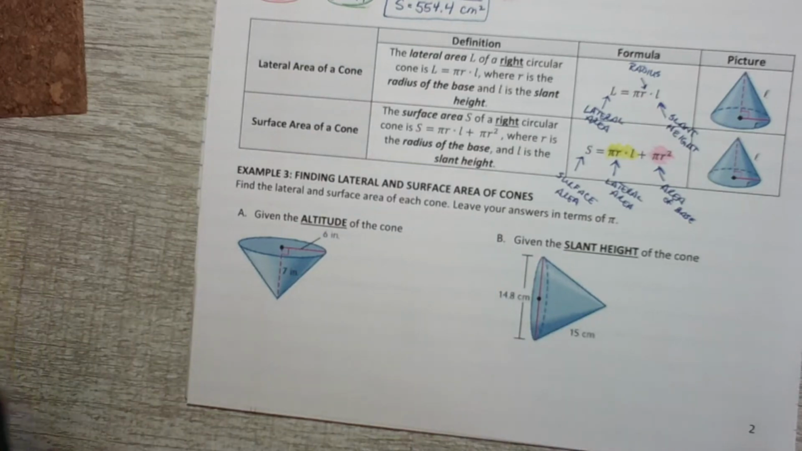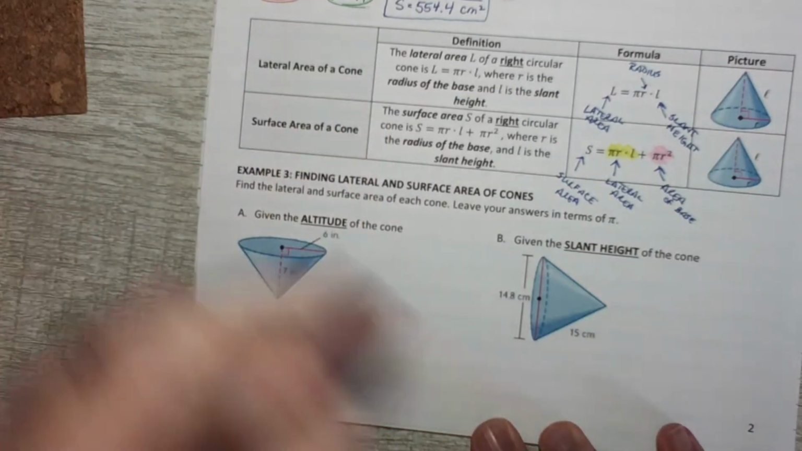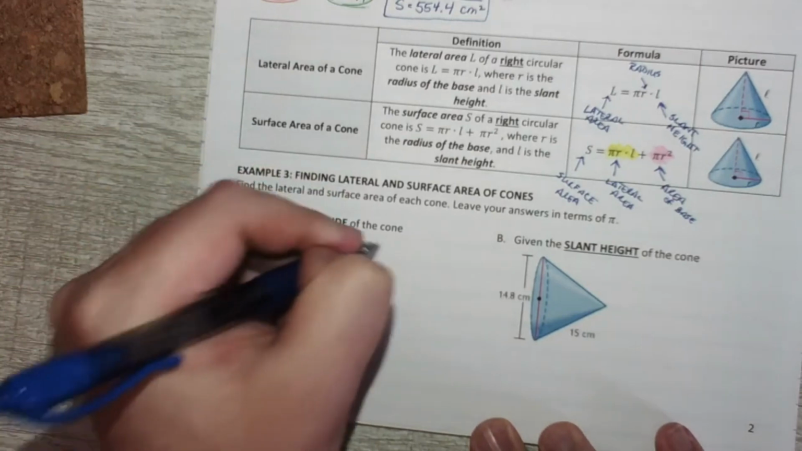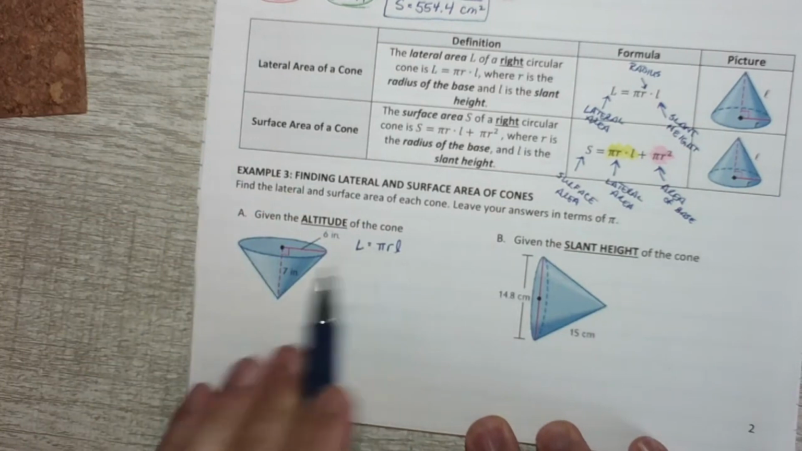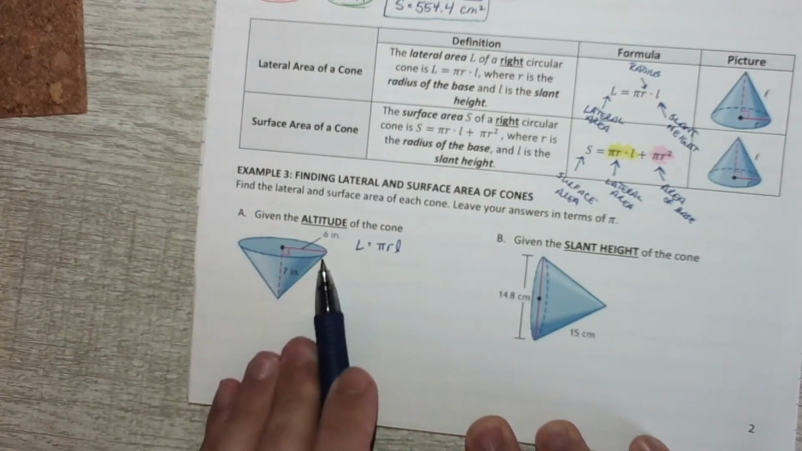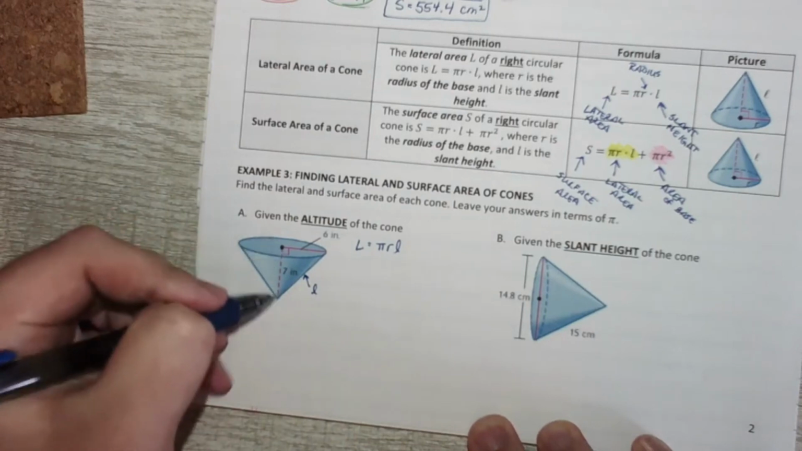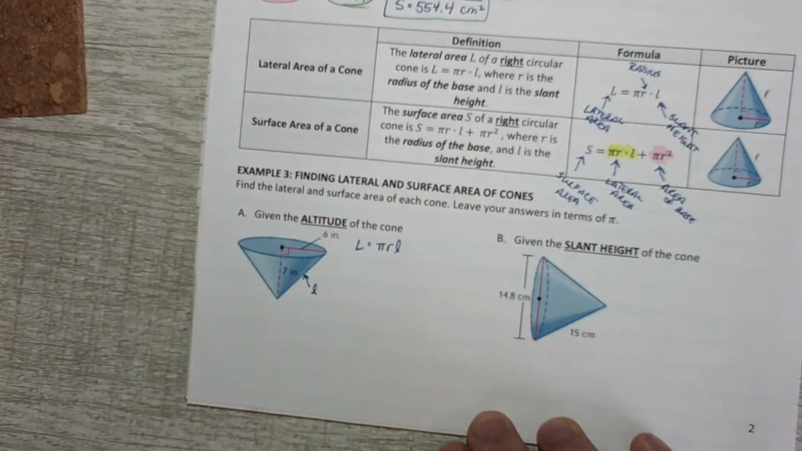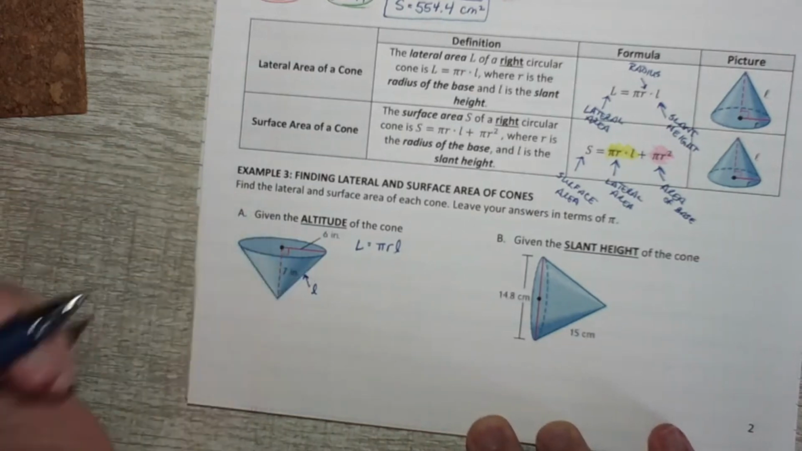First one, we're given the altitude. So again, if we look at our lateral area and surface area formulas, pi times r times L. We need to know the radius, which we know, and we need to know the slant height. But the slant height would be this. Okay? So this would be the slant height. This is an altitude. So just like we did with the pyramid, we are going to have to use the Pythagorean theorem to find the slant height.